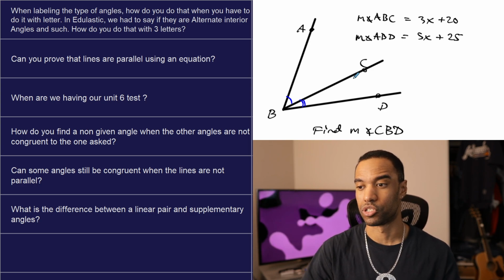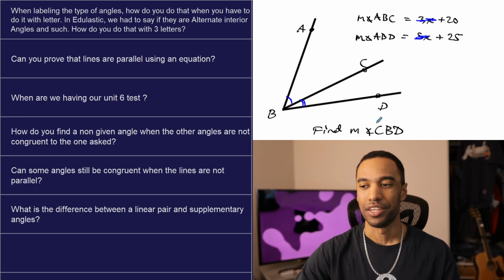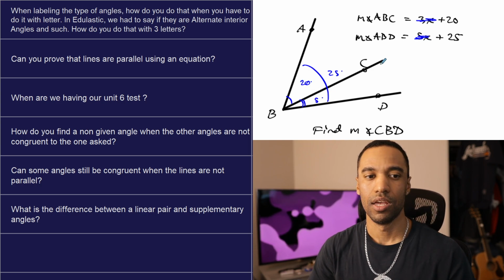And actually, there's not enough to solve for. I probably shouldn't have used the x's. I should just say, okay, 20 and 25 degrees. Find CBD. If this is 20 and the whole thing's 25, then this little part is 5. 20 plus 5 is 25. So you can do things like that.